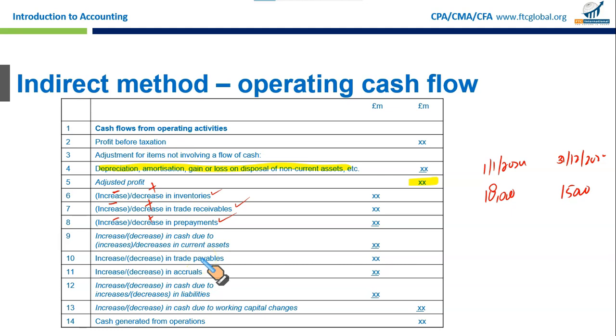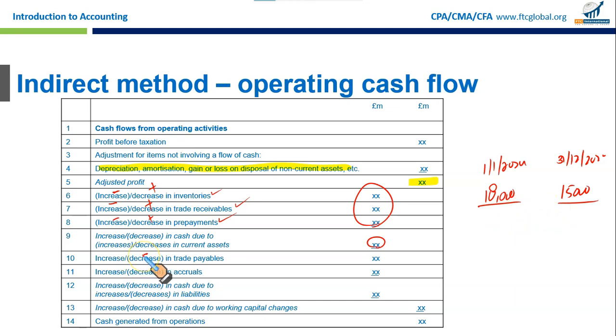Let me explain. So this figure here is the net of these three numbers. This is the increase, decrease in cash due to changes in the current assets. Looking from the current liability side, let's say my trade payables at the start of the year were 18,000 and it's 15,000 at the end of the year. Think about it. So your trade payables decreased. Why? You have paid. So decrease in trade payable is an outflow.